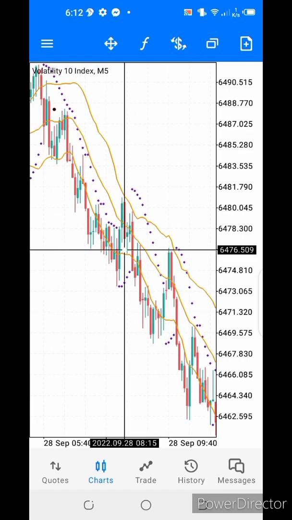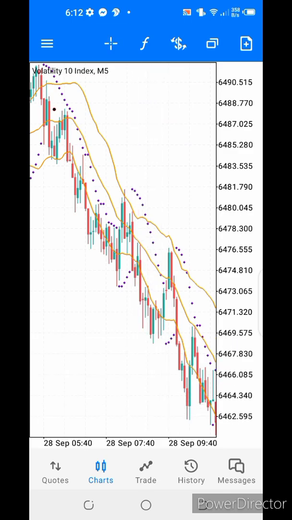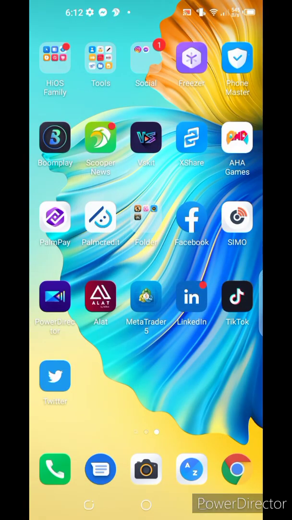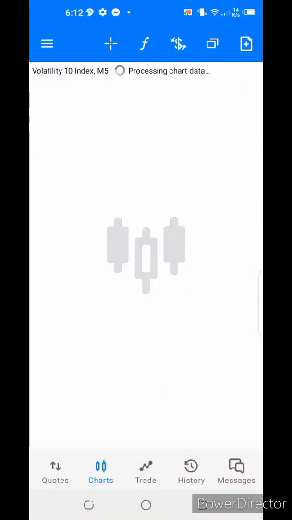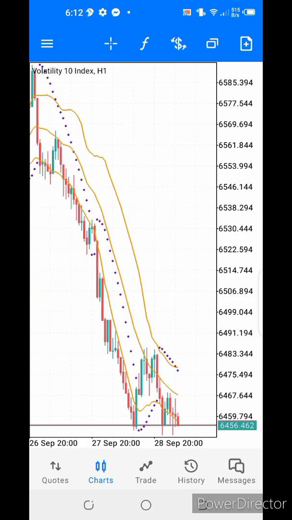Can you see? It came down. Can you see it now? So what's today's date? Today is 29. Let us confirm 2 days more. Let's confirm 2 days more. So what are you going to do now? Let's go to 1 hour, 2 days.